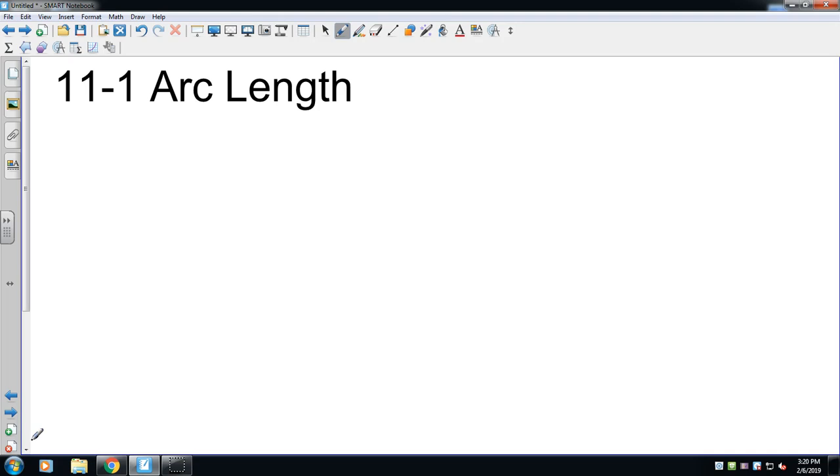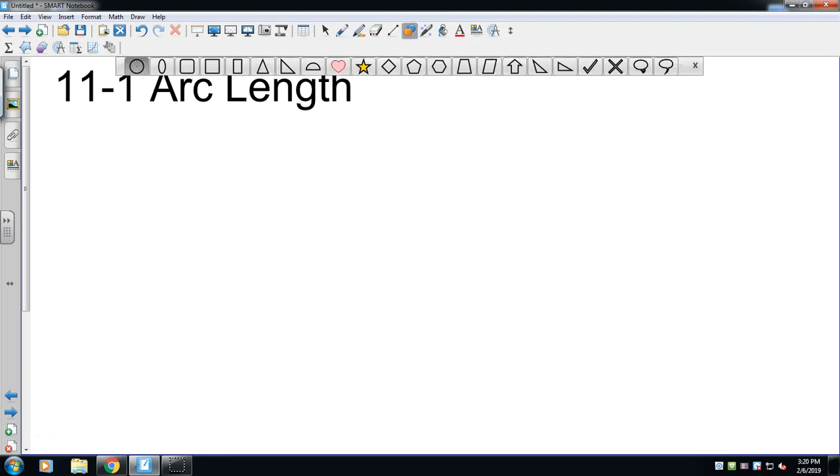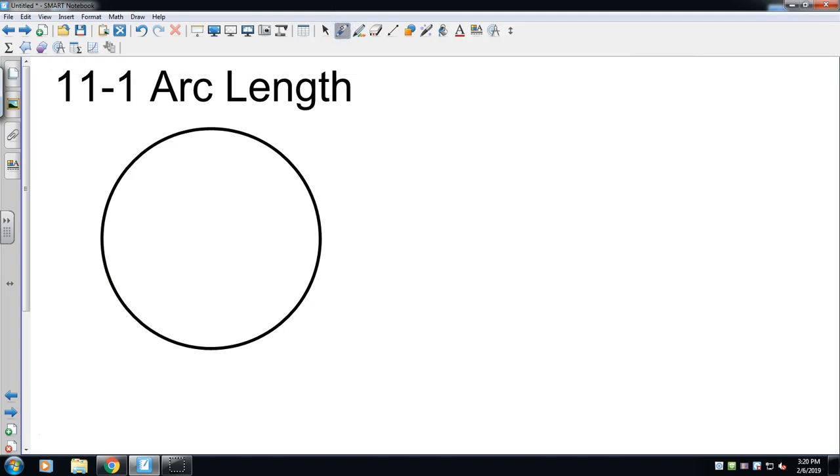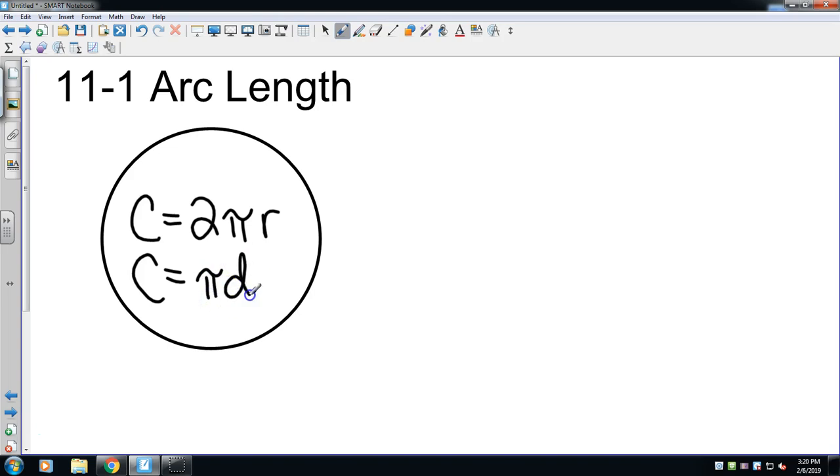Remember that circumference in a circle, and of course it's going to be difficult to pull up a circle. There we go. If I'm going to find the circumference of a circle, that's going to be equal to 2 times pi times the radius. I could also just take pi times the diameter, because 2 times the radius could be substituted for diameter. So either one, doesn't matter.